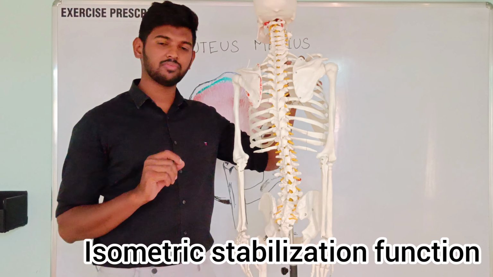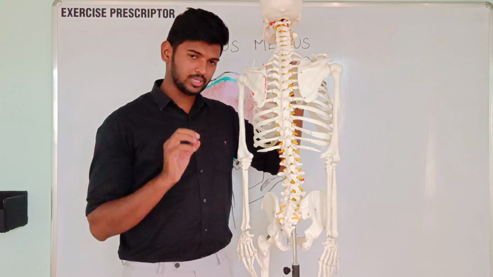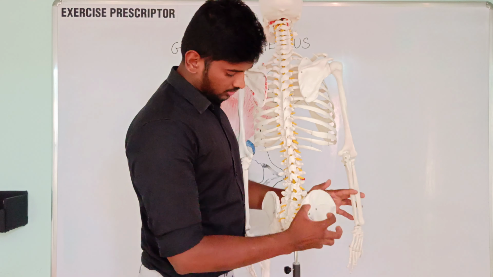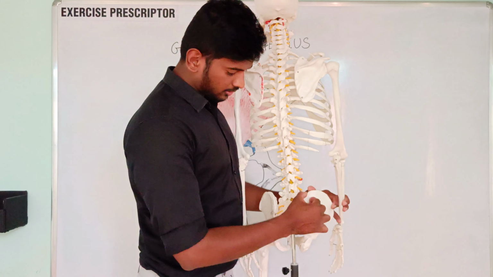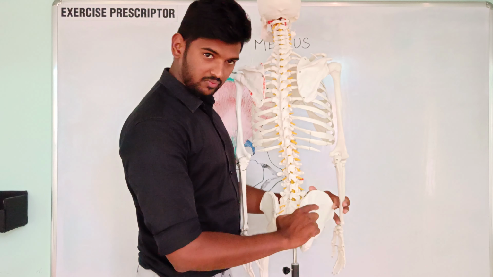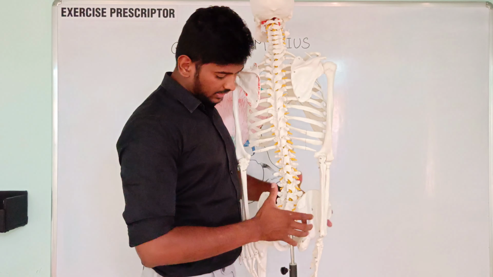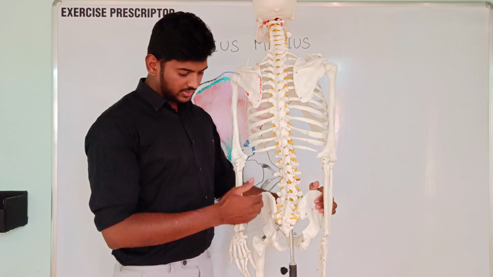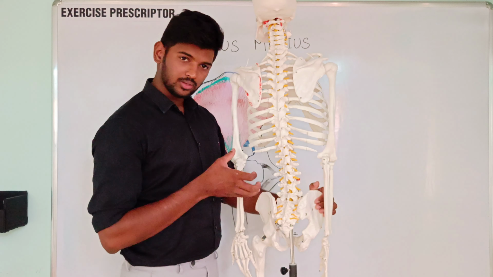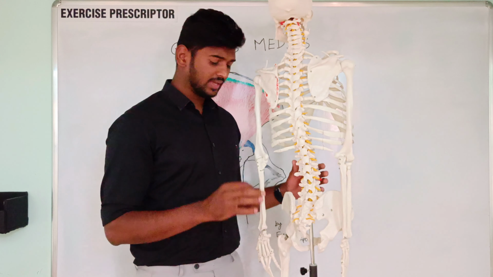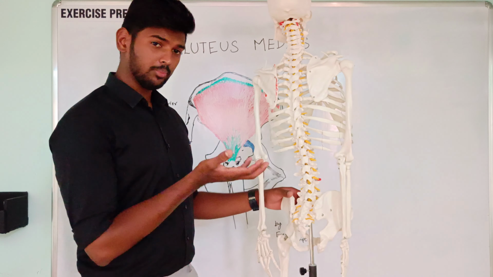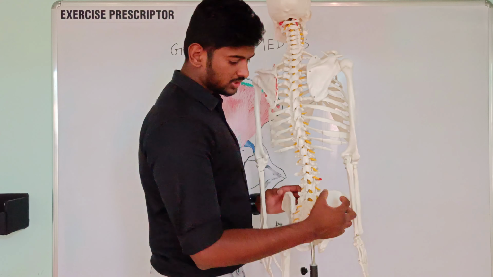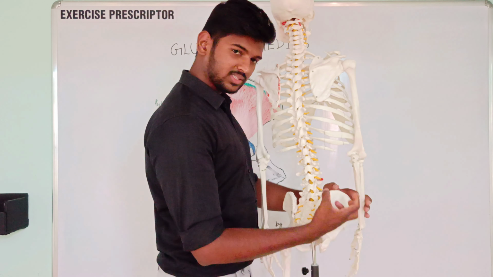Next, isometric stabilizing function of the gluteus medius. It stabilizes the pelvis at the hip joint. When gluteus medius contracts, it depresses the pelvis on one side. It creates the lateral tilt force. Lateral tilt force helps to prevent depression of the opposite side pelvis. This is important during walking. Every time you lift one limb off the floor, that side's depression is prevented by the opposite side gluteus medius isometric stabilization function.